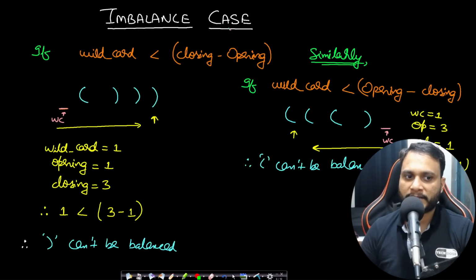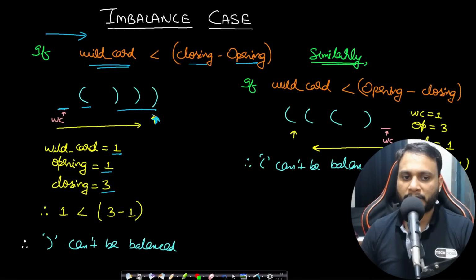So what will be the imbalance cases? You can derive from the previous example that the wildcard must not be less than closing minus opening number of braces when you move from left to right. For an example, if you move from left to right and stop at this index, your wildcard count is 1, your opening count is 1, and your closing count is 3. So when you reach the third closing bracket, the number of closing brackets minus the number of opening brackets is 2.